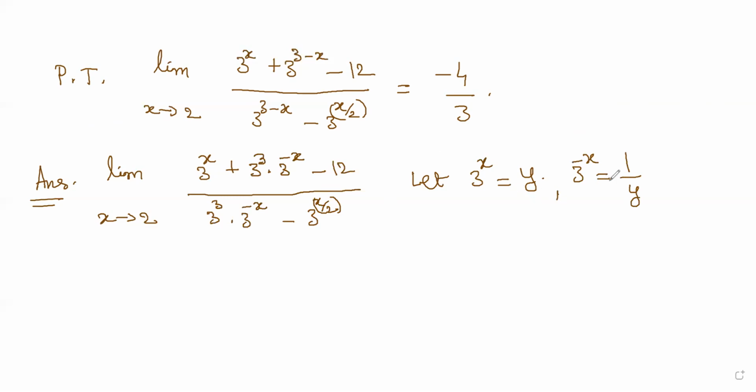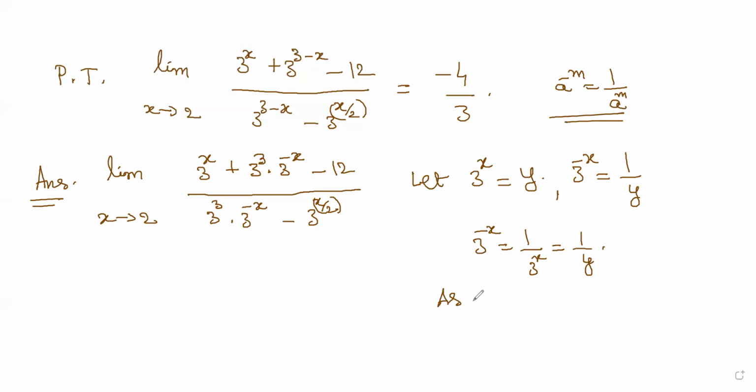3 power x is y. 3 power minus x means 1 by 3 power x. A power minus m, if you have, that is 1 by a power m. So that way you can write 3 power minus x is 1 by y. Hope you are clear with this one.